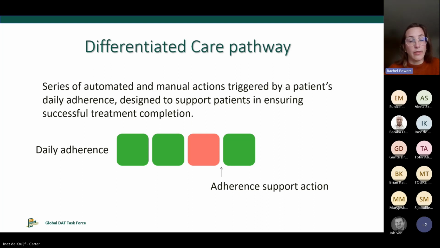So if you look here at the graphic, we're imagining the green days are days where dosing has been successfully reported. And then on this red day is the day where the client did not report their dosing. And so an adherence support action would be warranted, hopefully to then bring the client back to adherence and continue treatment.